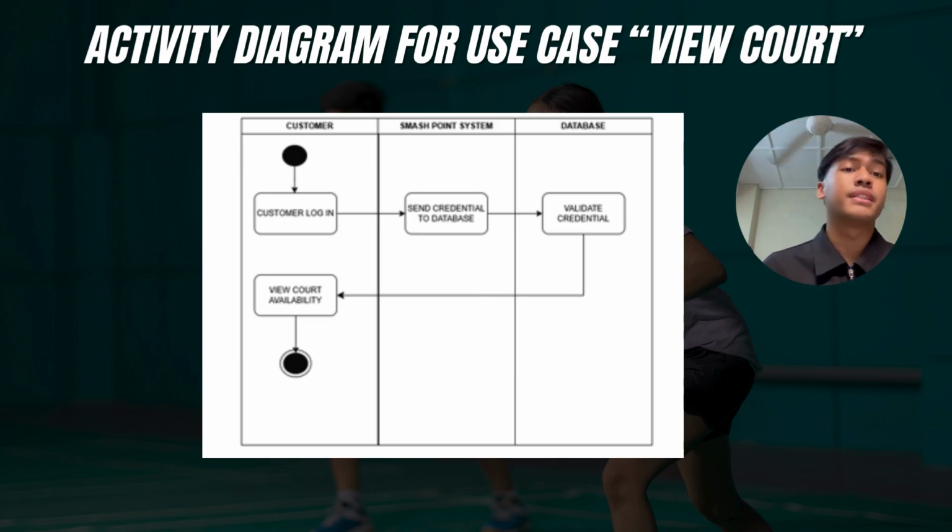Last but not least, this is the shortest one, the use case for view code. So just customer, Smash Point system and the database. So the customer logs in. After they are logged in, the credential again will be sent to the database. Also the database will again validate the credential. And the last step is to view the code availability, and then the process ends.